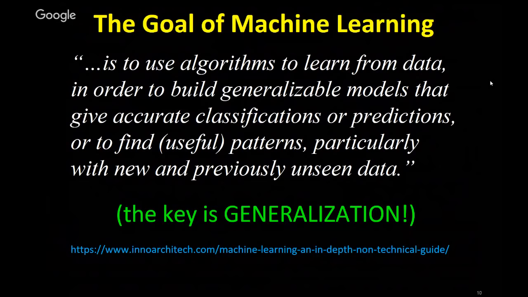So we build these generalizable models, and that's the key, generalization, in order to give accurate classifications, not over-specifying or under-specifying, and specifically applying this to new and previously unseen data. And that's really the whole point of this, that we can not only use this to explain the data that we already have, but to predict the future and maybe even change the future, which is where we're trying to go.